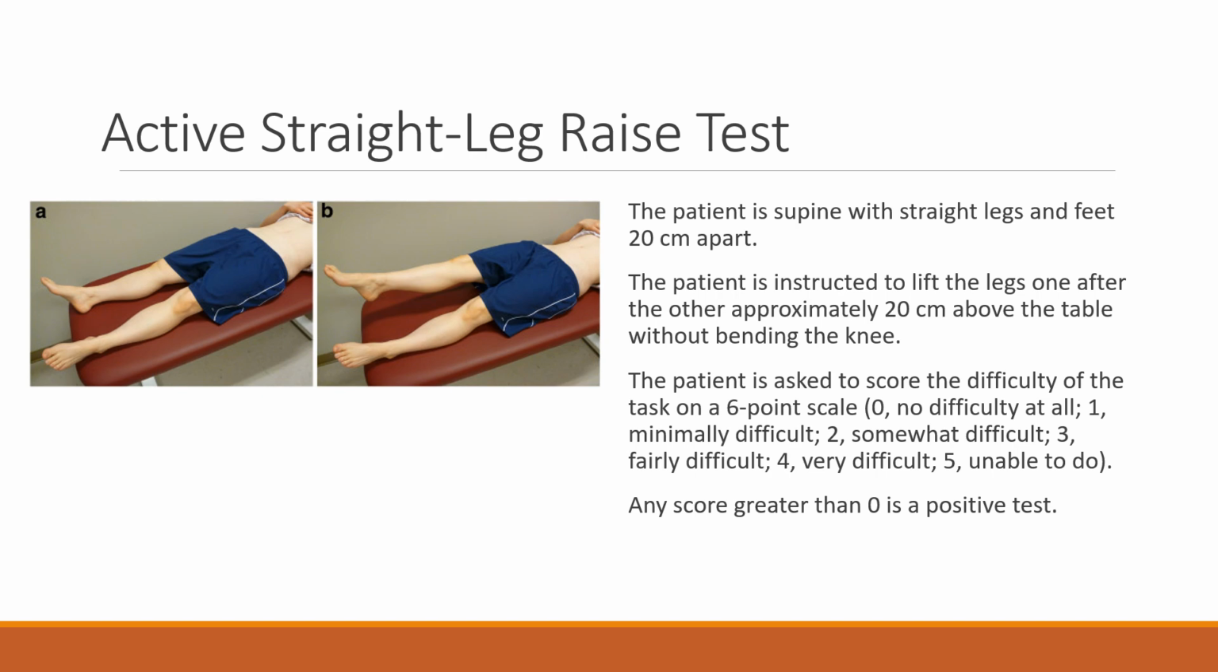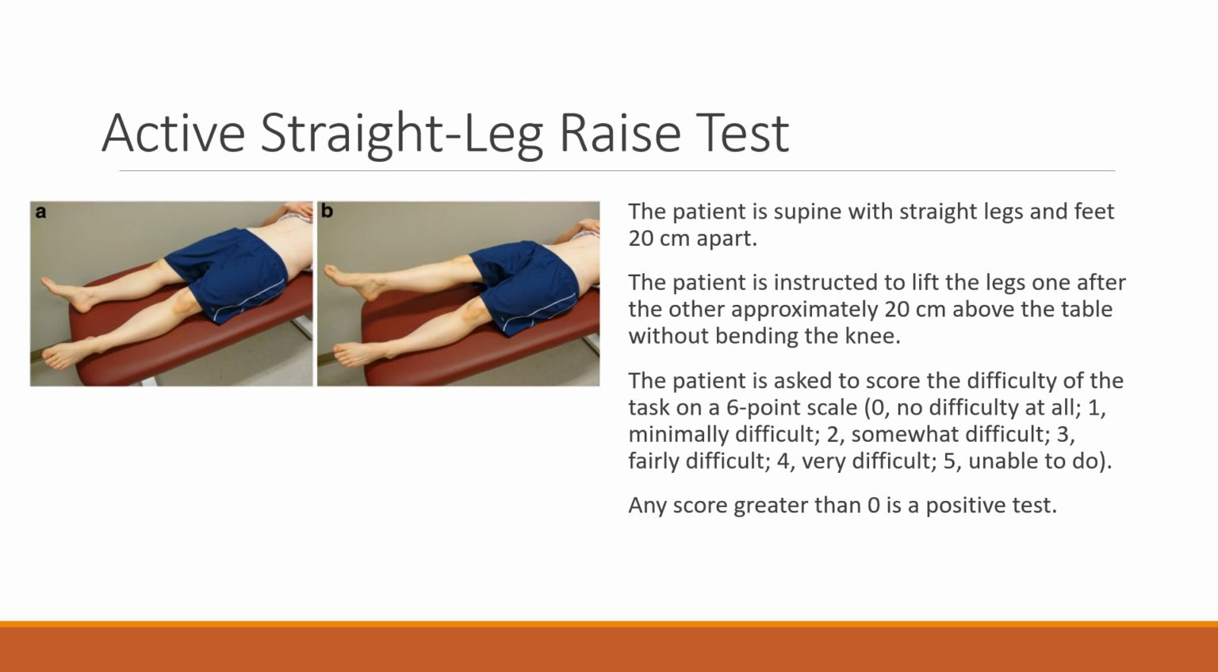The active straight leg raise test is another test that we can use to determine if patients may benefit from a spinal stabilization program. To perform this test, we're going to have the patient lying supine with their feet about 8 inches apart, and we're going to ask the patient to lift their legs one after the other about 8 inches off the table. And then we're going to ask the patient if they have any difficulty with that.